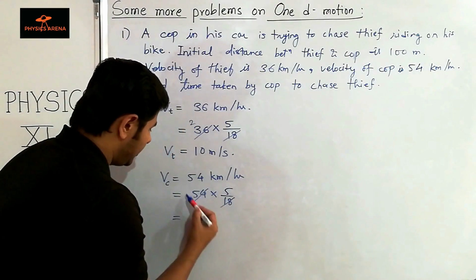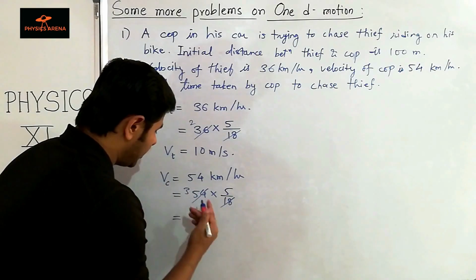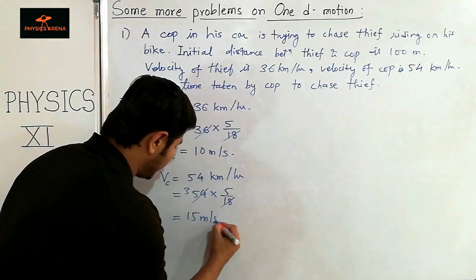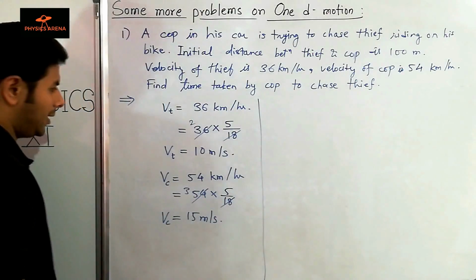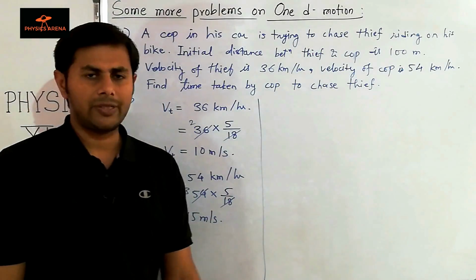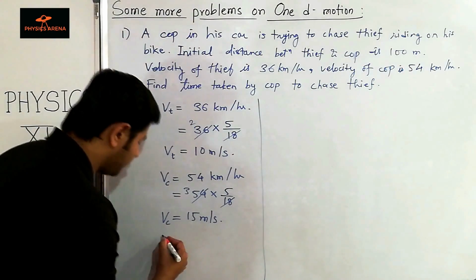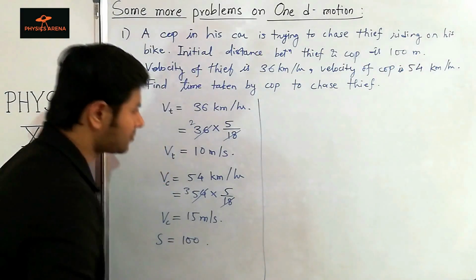So 18 3s are 54, 5 3s are 15, so it is 15 meters per second. This is velocity of cop, and the distance between them is 100 meters. So S equals 100.